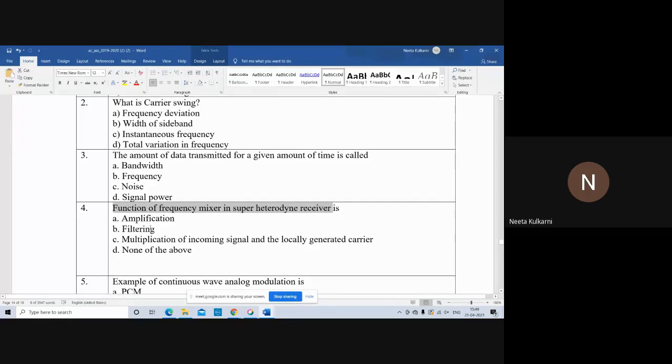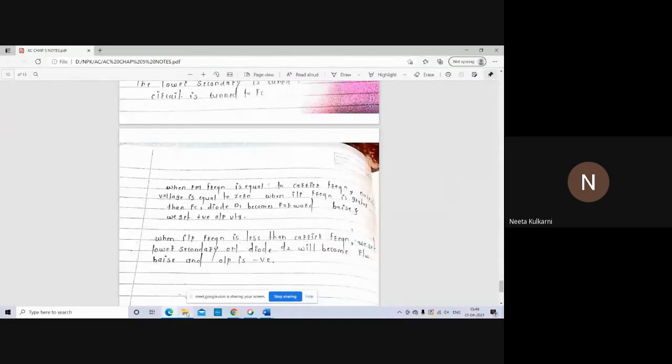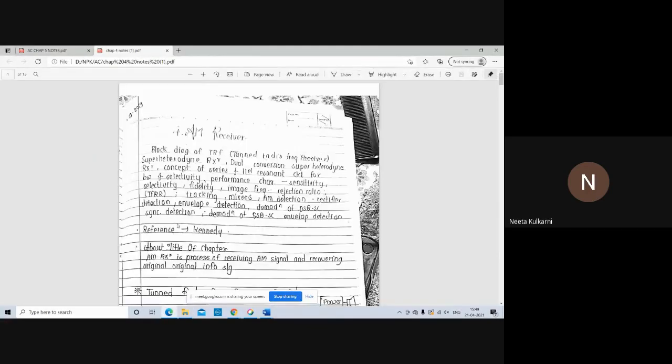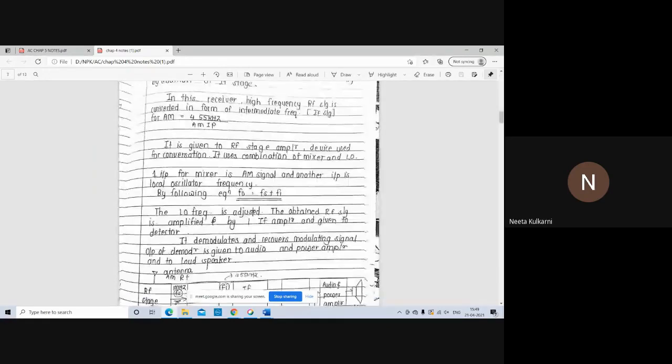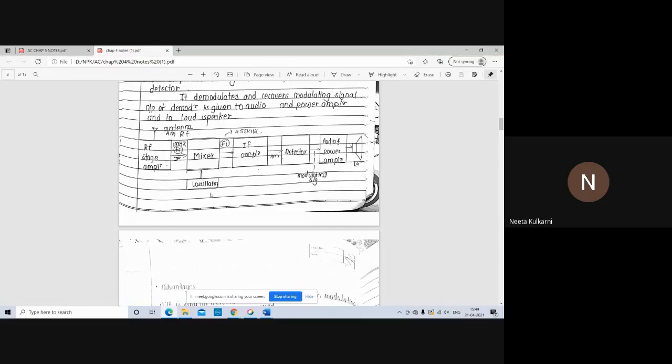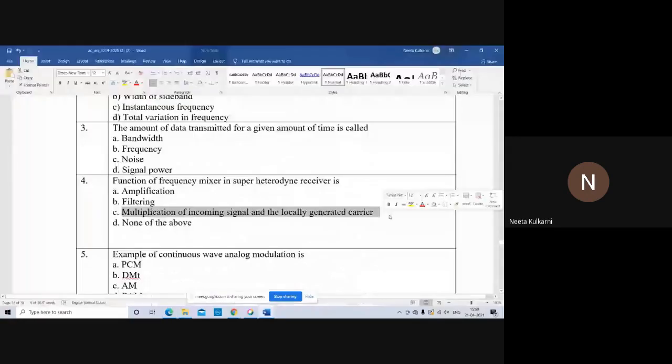On the contrary, it converts a higher frequency to a lower one. In a mixer, basically, it does multiplication of the incoming signal and the locally generated signal. Okay, if you see, this is related to chapter number 4 mostly. A mixer has two inputs. The first input to the mixer is the basic input signal and the second input is the local oscillator. It does multiplication. So the answer for this question is multiplication of incoming signal and the locally generated carrier.